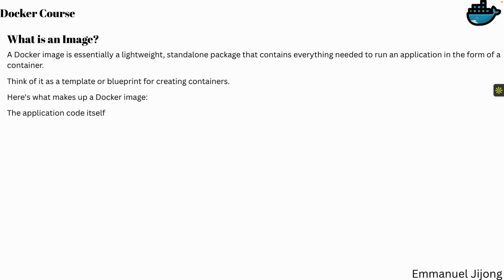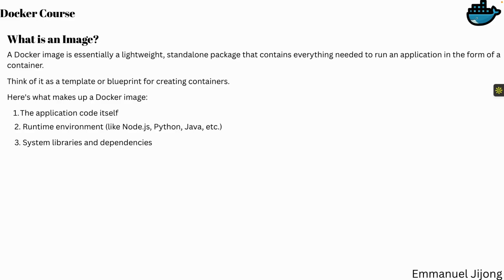The first thing you would find in an image is the application code itself. That's the very first thing you'll find in an image. The second thing you'll find in an image is the runtime environment. This can be Node.js, it can be Python, it can be the runtime for Java, whatsoever. But you'll definitely find that in there as well. The third thing you would find are some system libraries and dependencies. Then the fourth thing are configuration files. And the last thing you'll find in an image are environment variables.